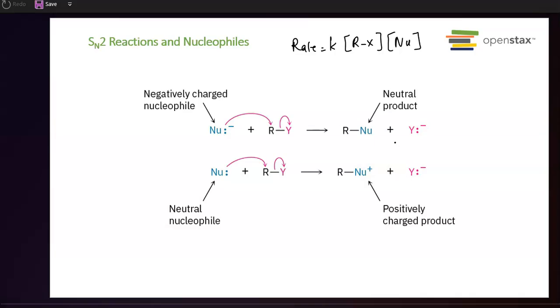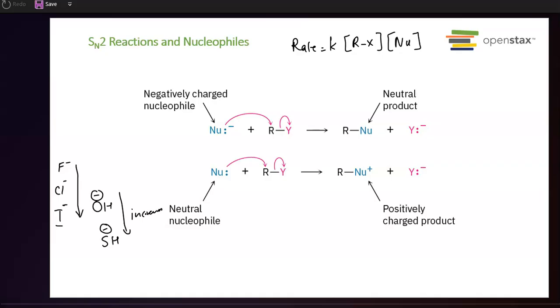So for example, an SH minus nucleophile would be stronger than an OH minus, because sulfur lies below oxygen on the periodic table. Or you can compare the nucleophilicity of the halides. Iodide is a better nucleophile than bromide, which is a better nucleophile than chloride. So down the group, nucleophilicity increases.